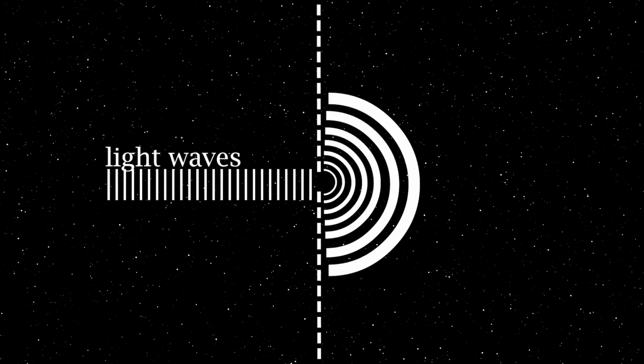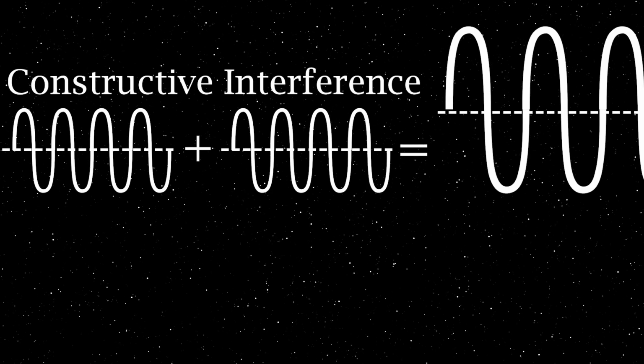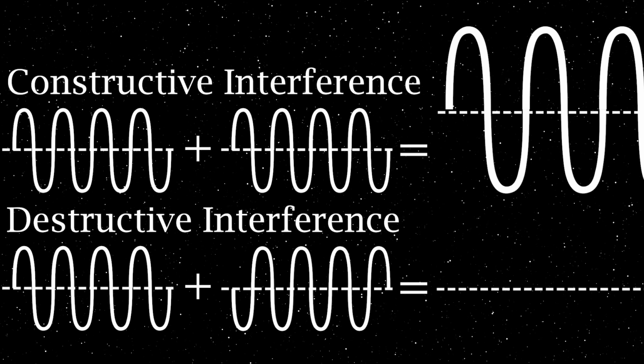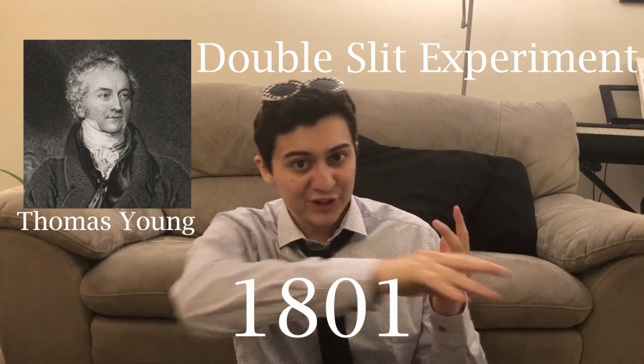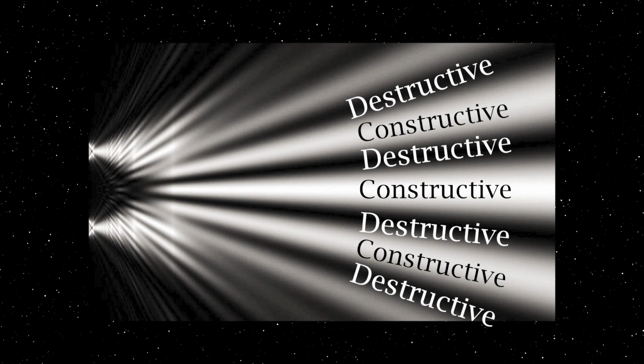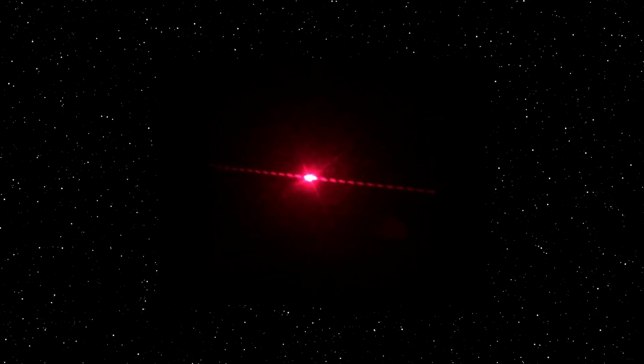And those waves will interfere with each other to either combine in constructive interference or be cancelled out in destructive interference. This is the basis of Thomas Young's double slit experiment in 1801, where light is passed through two slits. And its waves create bright and dark spots, each made from constructive and destructive interference. This same experiment can be done with a laser, which will show a horizontal line of dots because of diffraction.